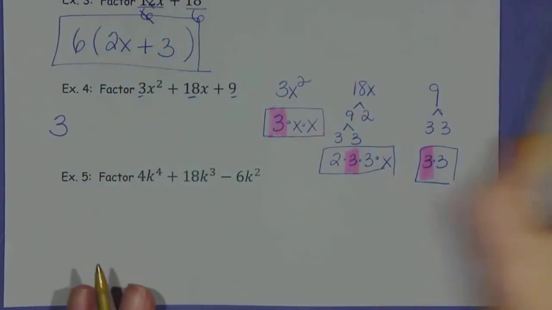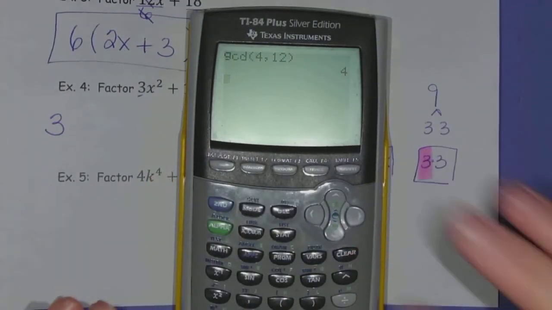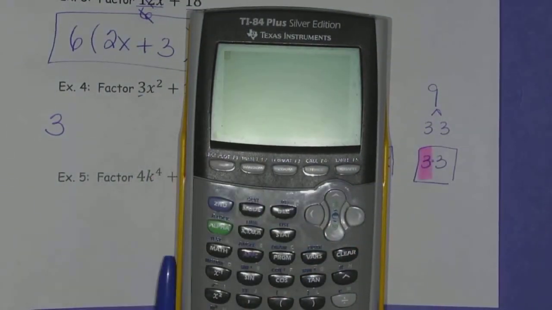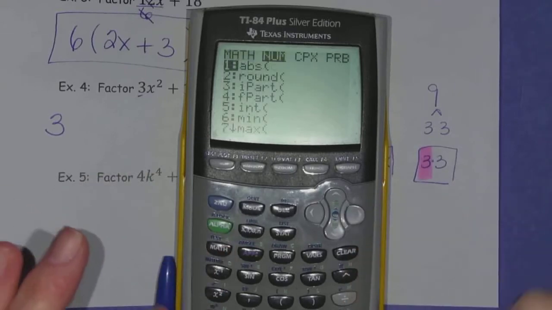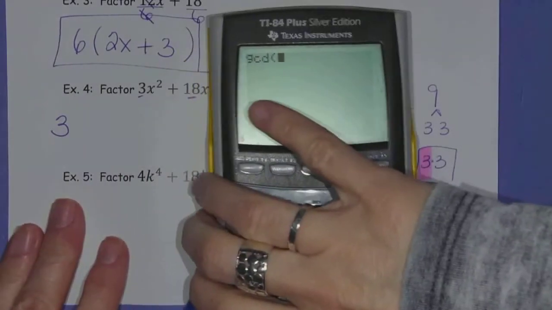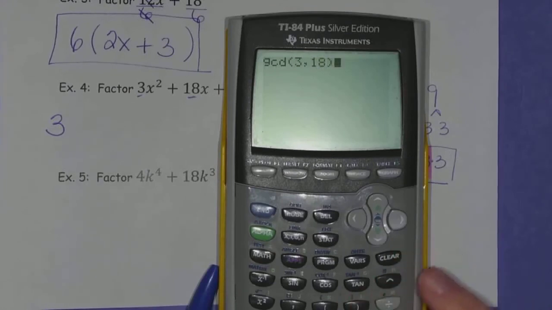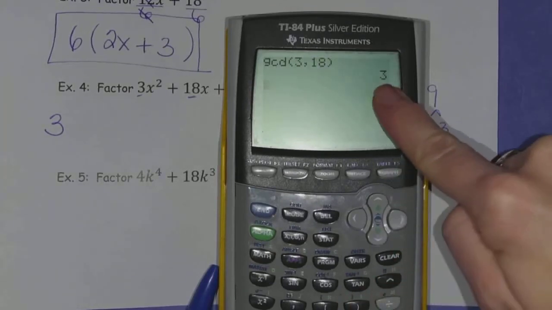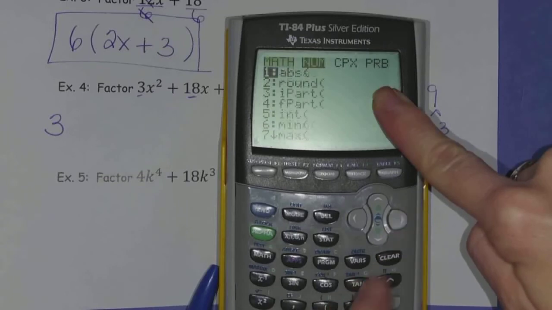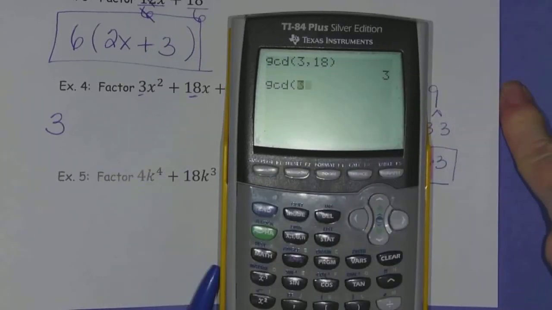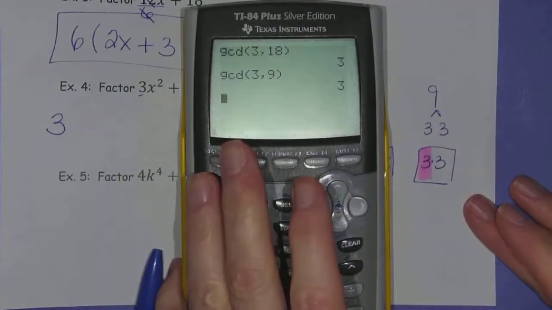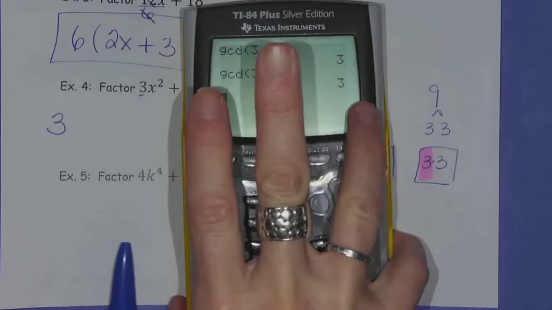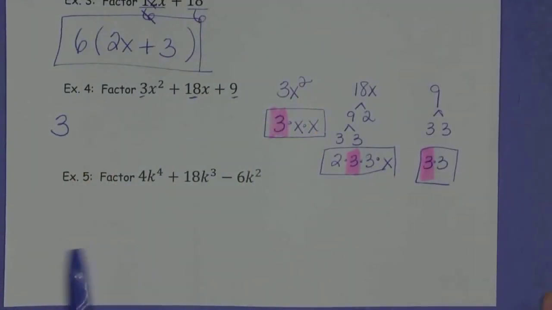I also could have used the TI. Now, if you remember from my LCM video, what happens when you have 3 numbers? Well, the calculator can't handle 3, so you have to do two at a time. Math, num, 9. You can only do the first 2. So 3, 18. Now that gives you 3. Then you do it again, math, num, 9, with this answer and the last number, 9. And you see it's 3. So I've kind of confirmed that our GCF is 3 different ways here. I'm hoping it makes sense.